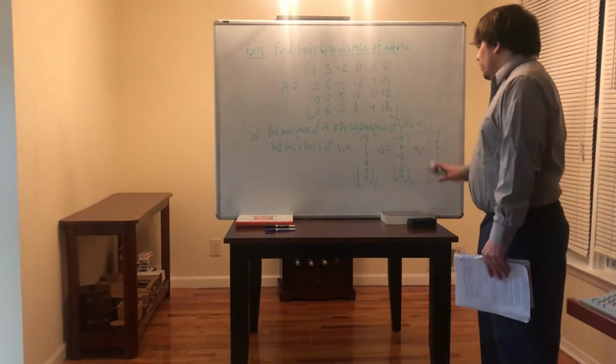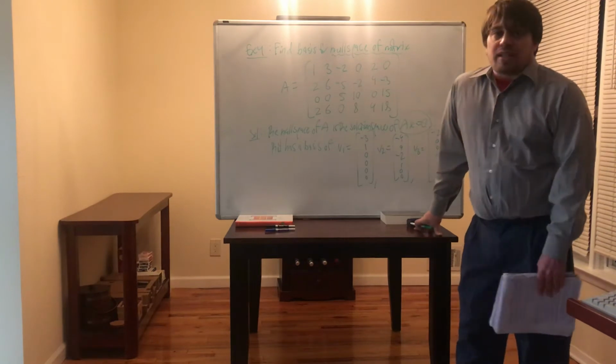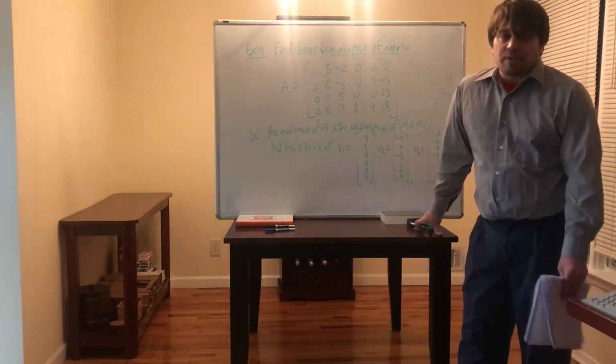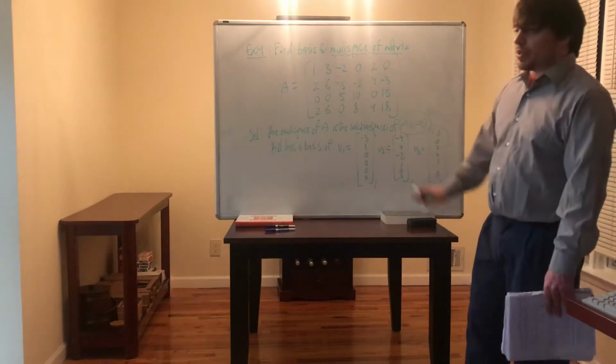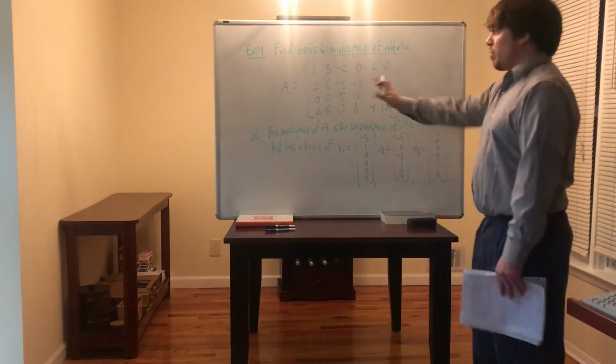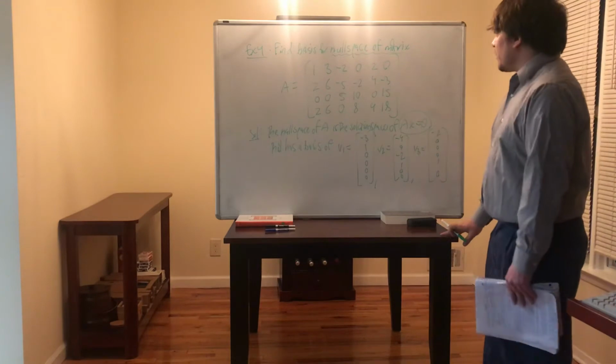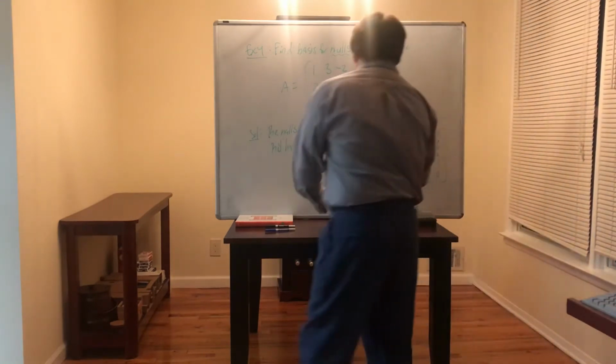Okay, so V1, V2, and V3, those are the three vectors that not only span the solution space, but they're linearly independent, and so they form a basis for the solution space of AX equals 0. They form a basis for the null space of A. Okay, so that's example 4.